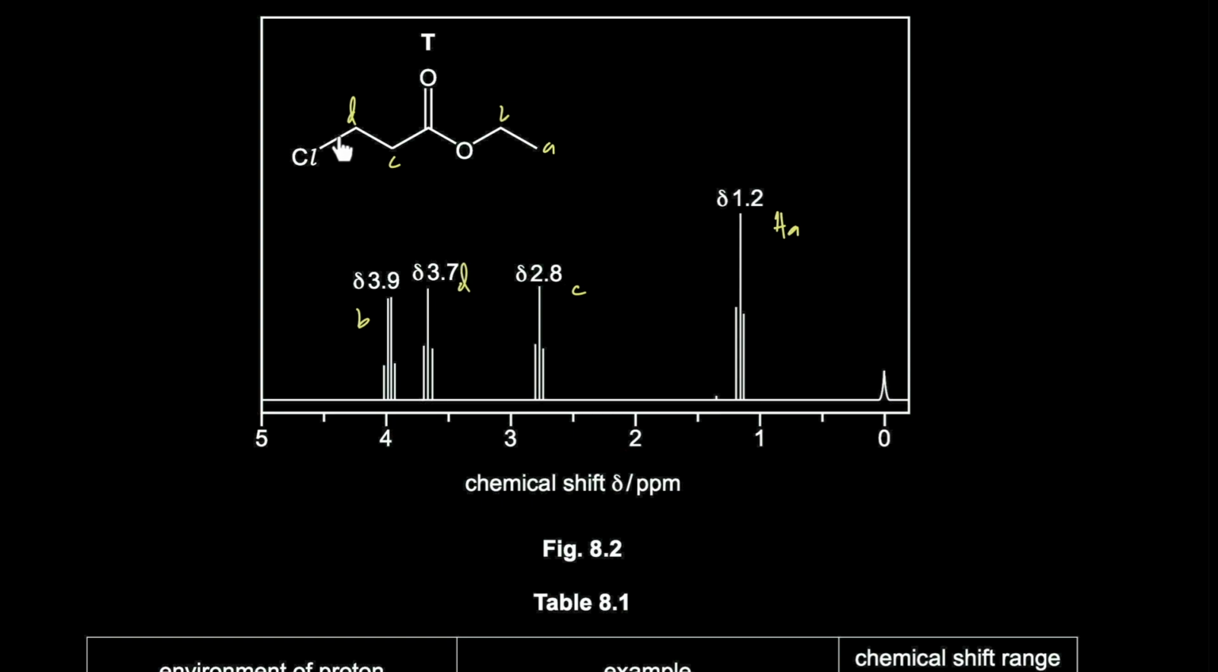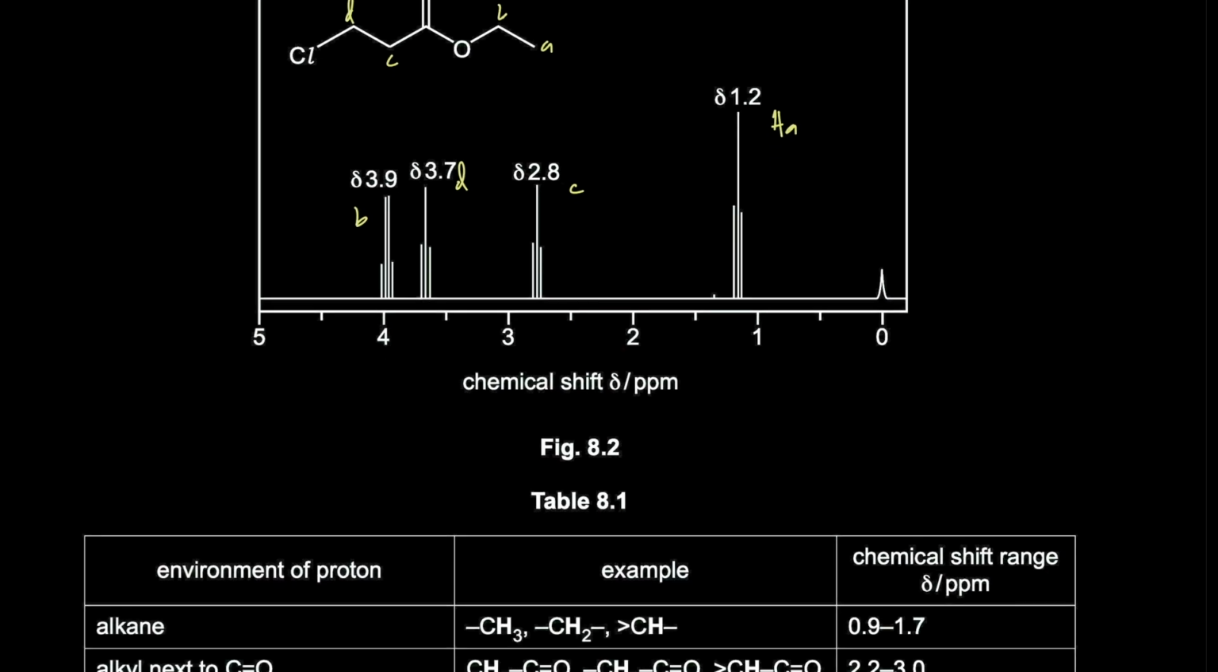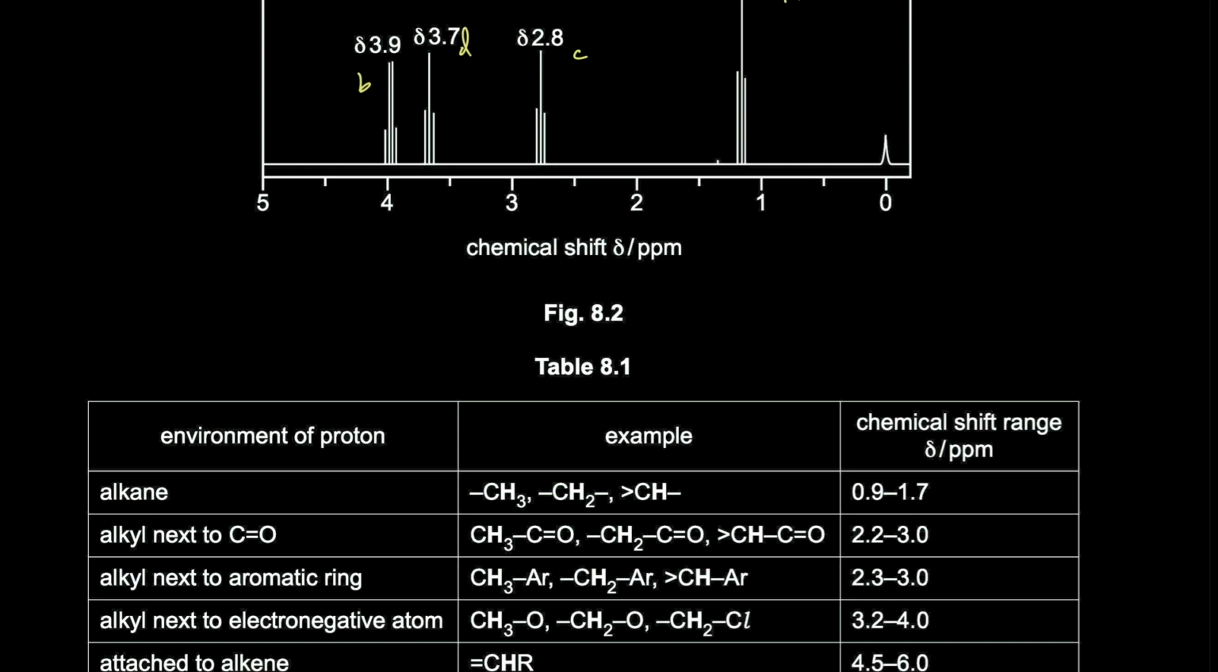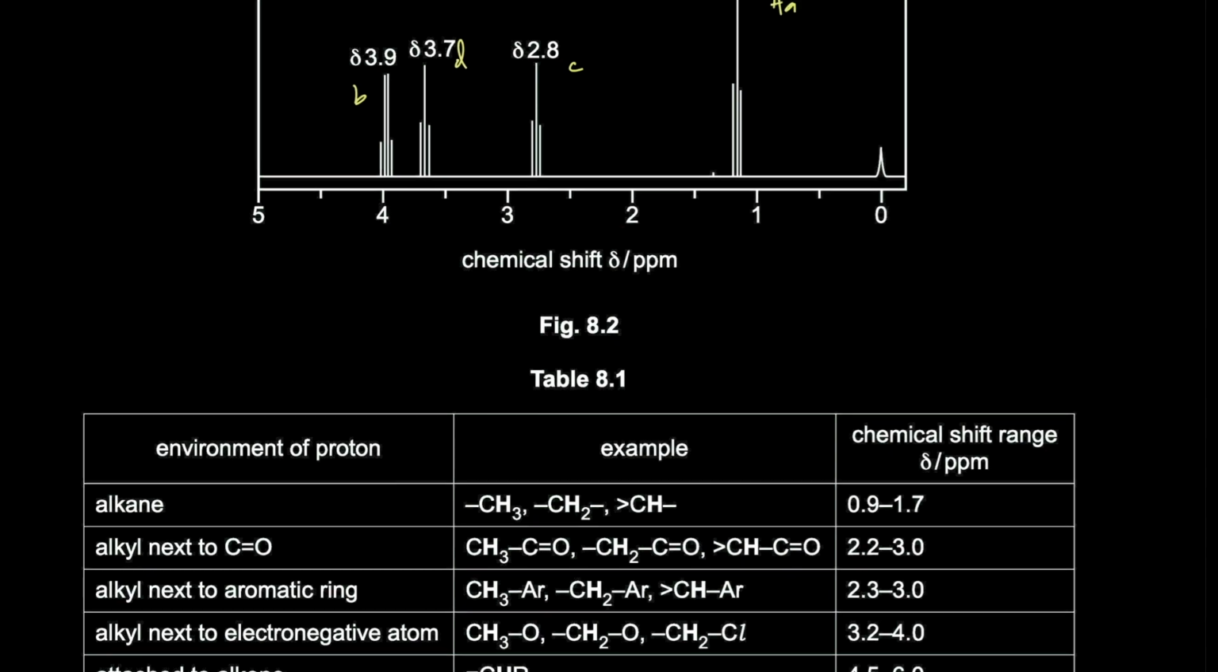That's the CH2 next to the chlorine. So again, if we look at the table, we have a CH2 next to an electronegative atom like chlorine, so that should shift in the range 3.2 to 4 parts per million.